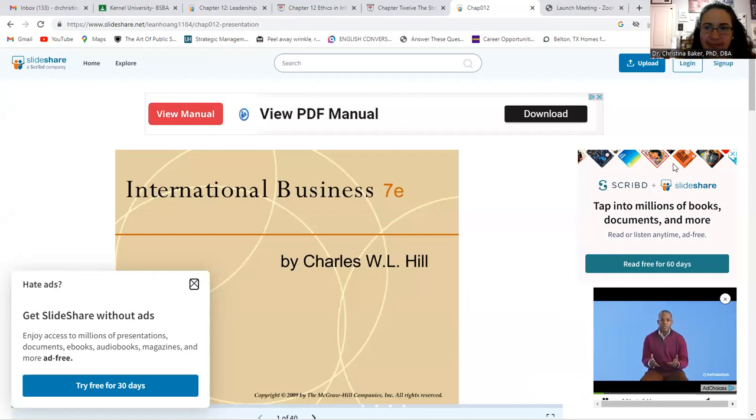We're talking about chapter 12, ethical business and international leadership. For this week, chapter 12 in our book. Go ahead and start with our book chapters.